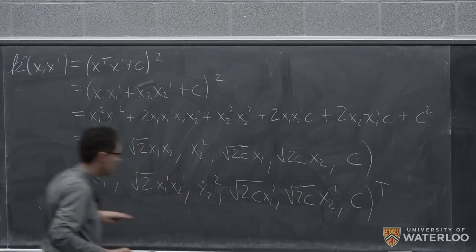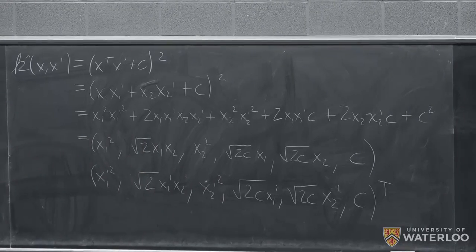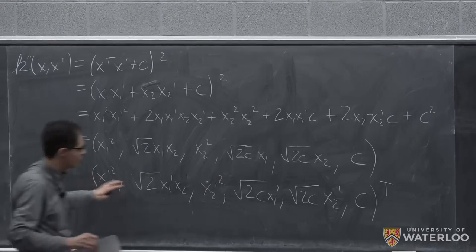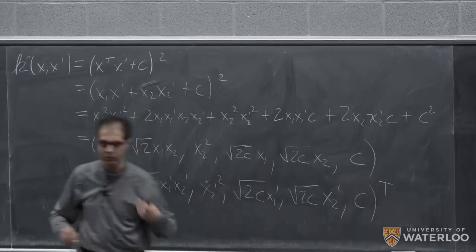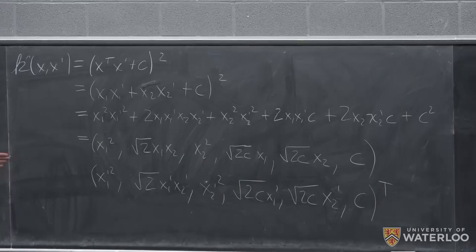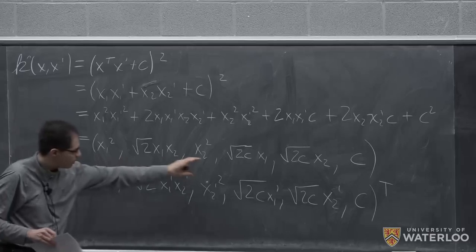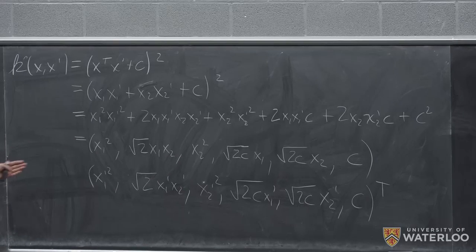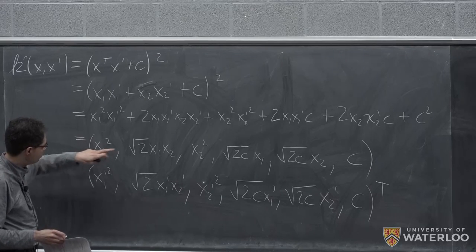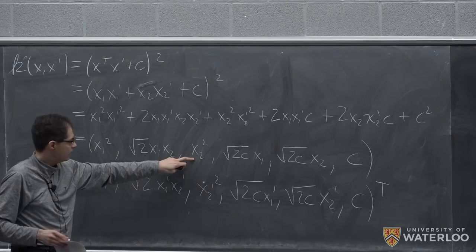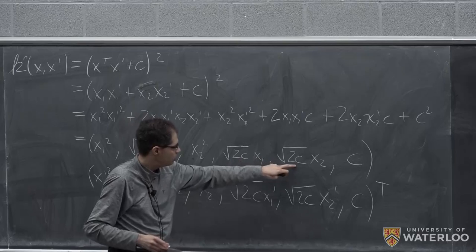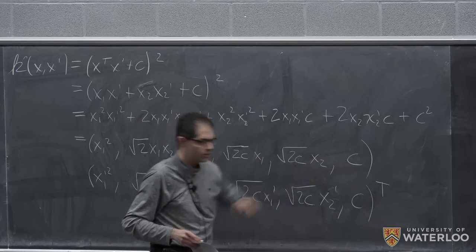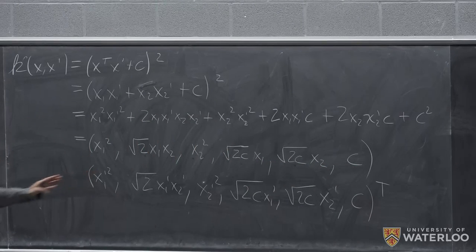I should normally write the second vector as a column vector, but I can't do it on the board, so I'm just going to write it as a row vector transpose. Okay, but we can see that it is, again, a dot product between two vectors. And now if you look carefully, you see I've got degree 2 monomials, then degree 1 monomials, and finally degree 0. So I've got essentially all possible monomials up to degree 2.